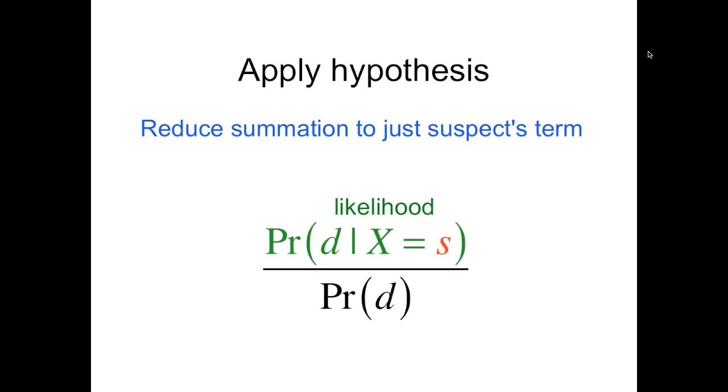And so when we apply the hypothesis, only the term with that value shown in red, little s, the suspect's genotype, remains. So that entire summation of the numerator is reduced to just the suspect's term, the probability of the data, given that the evidence genotype takes on the value S, the suspect's genotype, which is a likelihood, divided by the probability of the data. Okay, so this becomes much easier. We've reduced it to one term, but we want to do more with it.